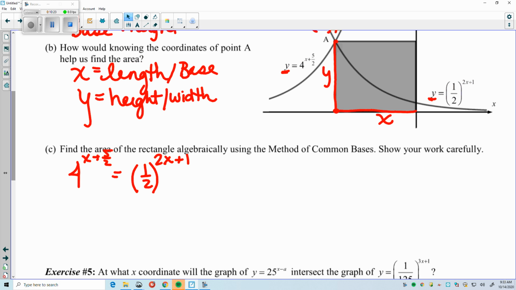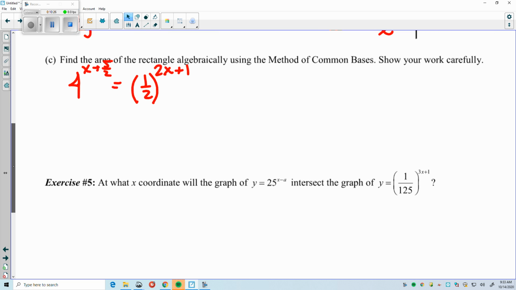The method of common bases says we need to have a common base between these two. We always want to think make smaller, but we also want to think we don't have a fraction. So I'm going to take this number out of the fraction first, and I know I can write this as 2 to the negative 1. Don't forget the rest of your exponent. That helps guide me to this left-hand side, saying I could rewrite 4 as 2 squared, and then we still have this exponent x plus 5 halves.